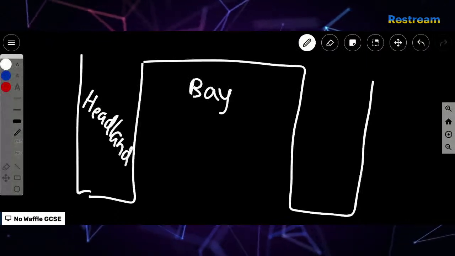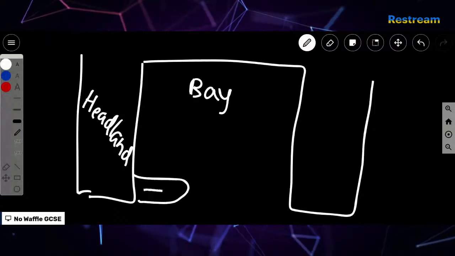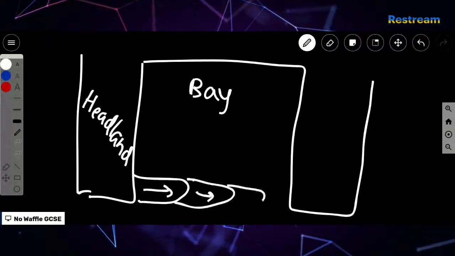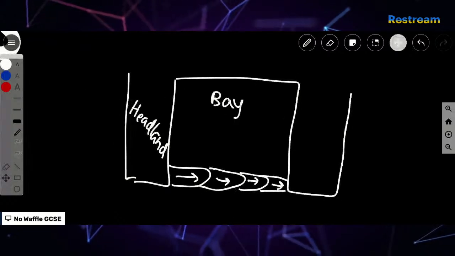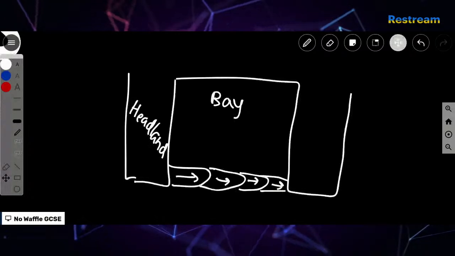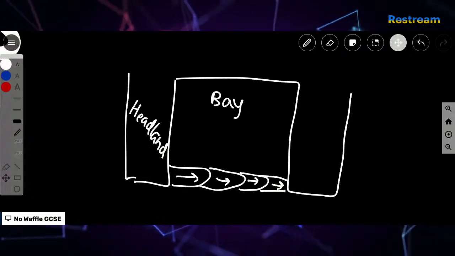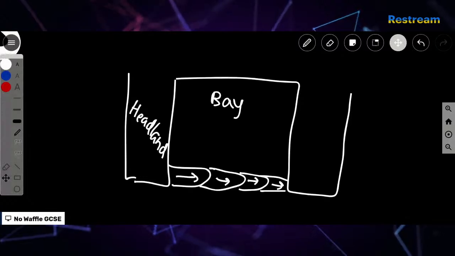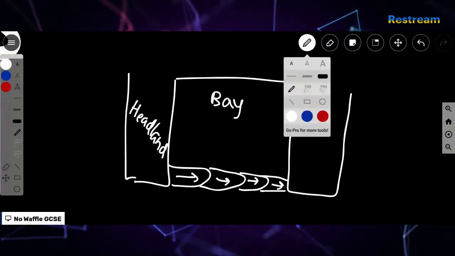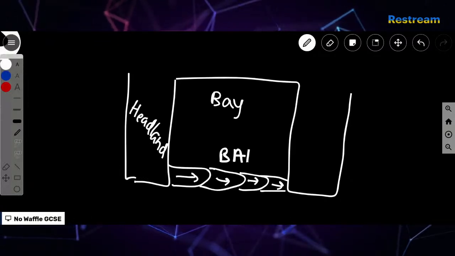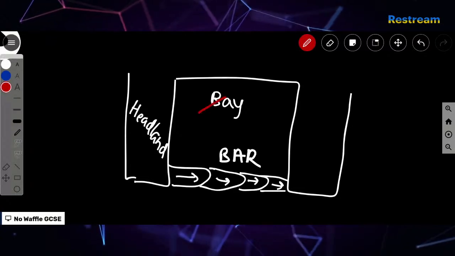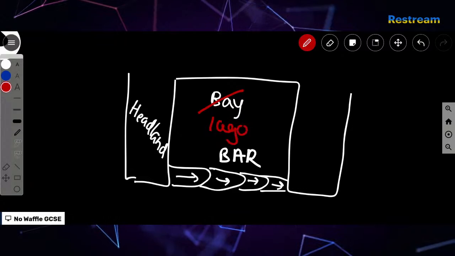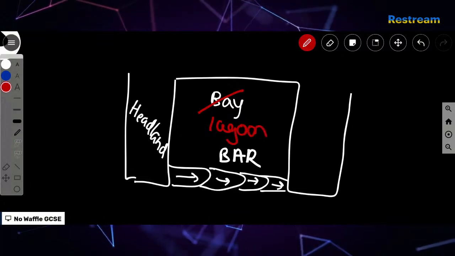And what happens here is the spit is formed, and eventually the spit just grows and grows and grows till it connects the bay together. And what it does is it then closes off the bay. Now, what we say is that a bar is formed. Once a spit continues and connects the two headlands together, it's then referred to as a bar. And then the bay is no longer referred to as a bay, it's then referred to as a lagoon. It's this sheltered off coastal area.